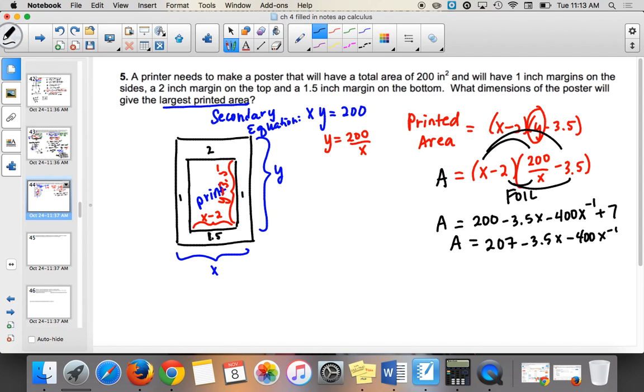We're trying to maximize this area. We want to find the largest printed area. So we're going to take the derivative. A prime is equal to negative 3.5 plus 400X to the negative 2. So I took the derivative.